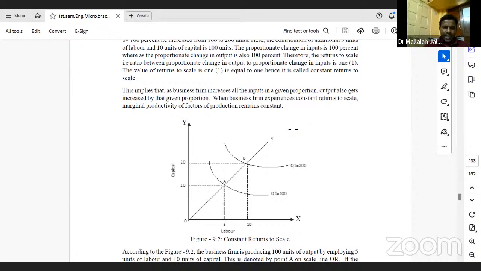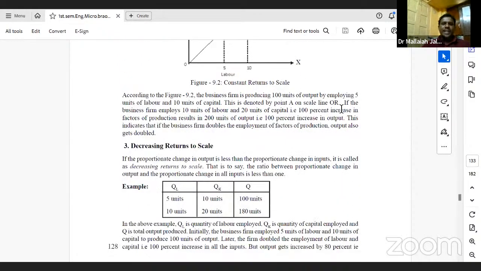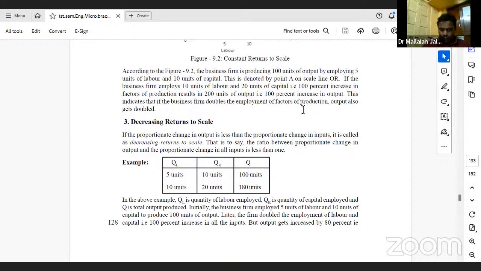I think it is clear. And the another one is decreasing returns to scale. Decreasing returns to scale, the output has to decline. That you have to remember when we are talking about decreasing returns to scale. See, if the proportionate change in output is less than the proportionate changes in the inputs, we call it as decreasing returns to scale.